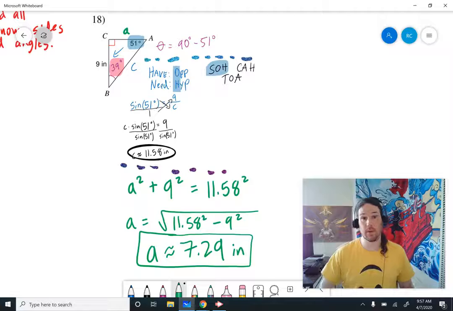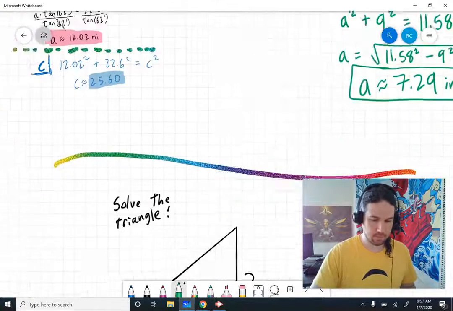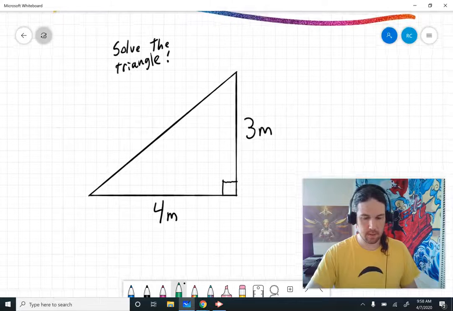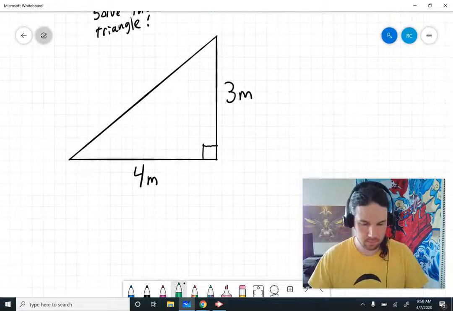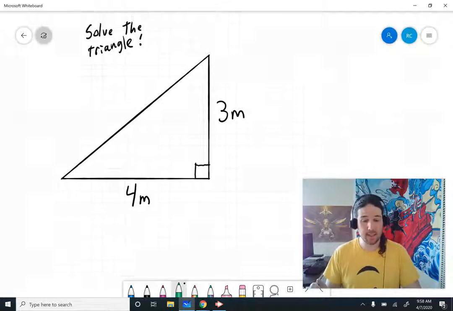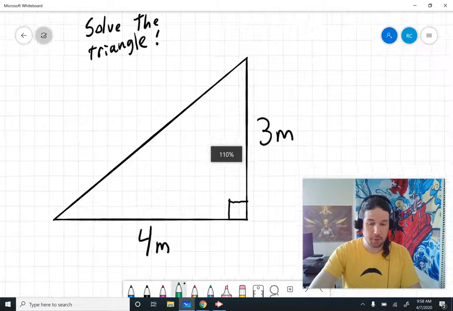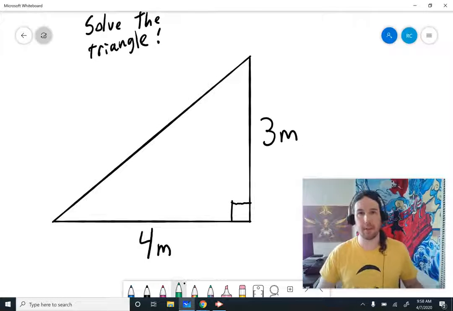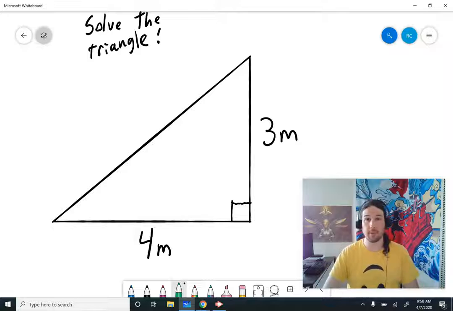Okay, I got one more for you. This one I came up with on my own. Solve the triangle. Now, in this case, we are given two sides instead of a side and an angle. So we're going to have to solve for an angle, which I know is a little bit rough for some of you. So let's get that started.